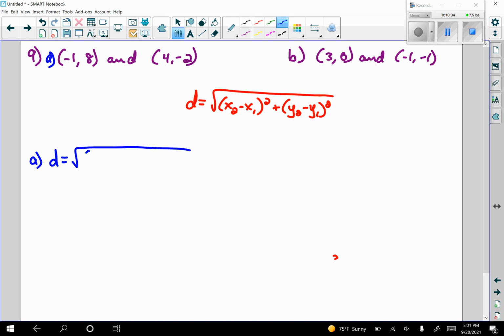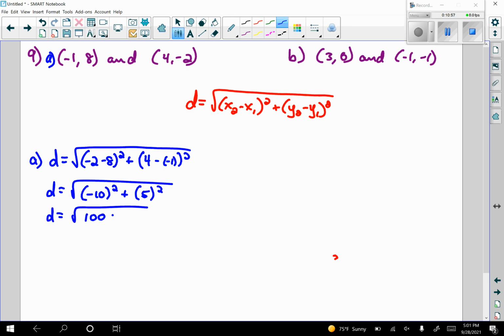So I'm going to start with negative 2 minus 8 squared. That's actually the y's. It doesn't matter the order we go in. Then I'm going to have 4, careful here, minus a negative 1 squared. So this will now give me a negative 10 squared. Keep that in parentheses. And then this becomes 4 plus 1, so 5 squared. So now we're going to get 100 plus 25. We get the square root of 125. Now this simplifies into 25 times 5, which now becomes 5 radical 5.